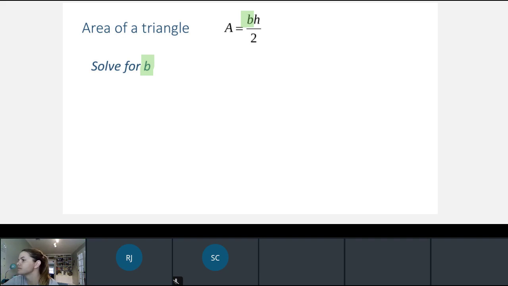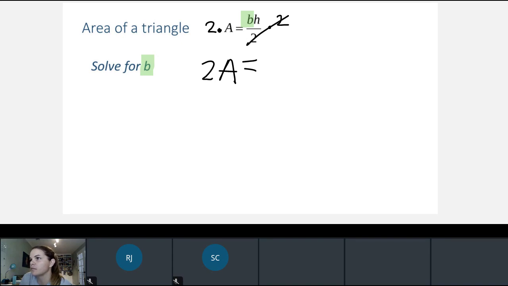To undo dividing by 2, you'd multiply. Good. So we're going to multiply by 2 on both sides. Okay. So now on the left side, I have 2 times a equals b times h.